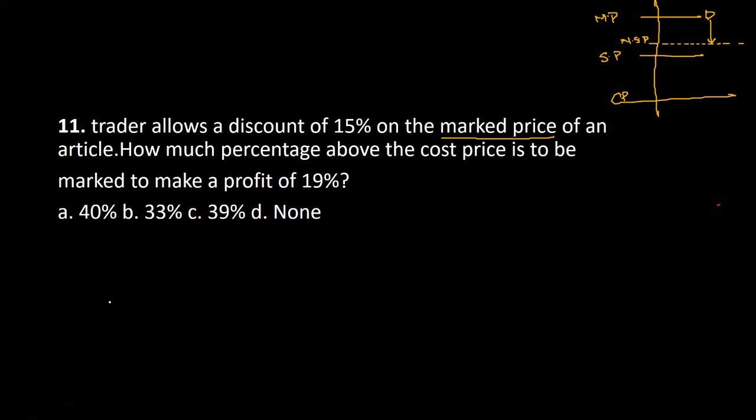But for this problem, how much is the discount? Discount is 15%. Marked price, you don't know the value. How much percentage above the cost price is to be marked to make a profit of 19%? You have the profit percentage as 19%. Now the question says how much percentage above the cost. That means what he's asking from here to here: what is the percentage increment? That's what he's asking.